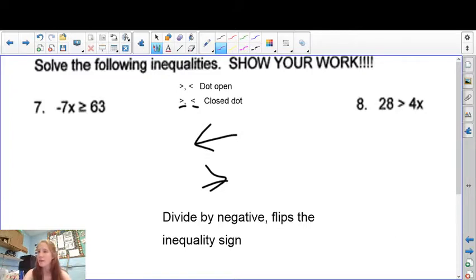All right, let's go ahead and tackle number 7. I'm going to start by dividing by that -7 first. It causes my sign to flip. And 63 divided by -7 is -9.